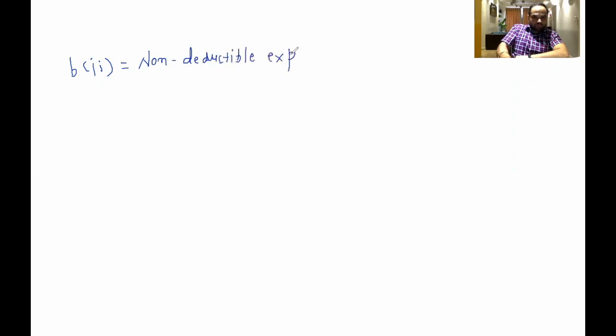So B1 is finished, which was about deductible expense. So let's talk about B2. B2 is about non-deductible expense. If you are spending on the following things, that will not be treated as deductible.